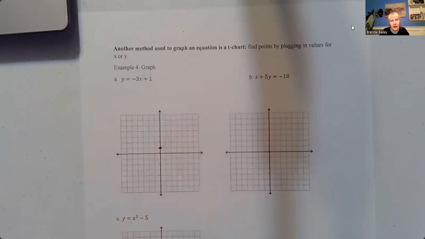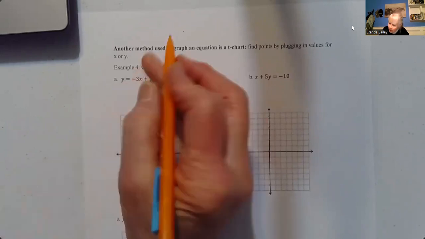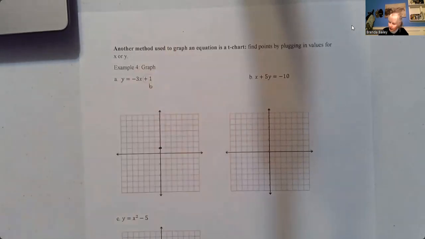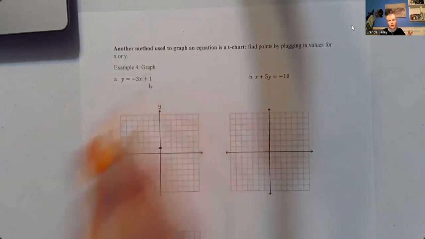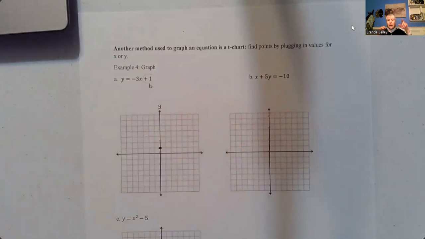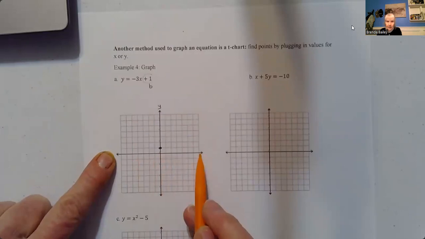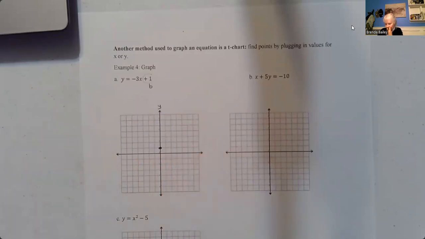And then the number in front of the x, and again, this should be a review, is the slope of the line. We use the letter B to represent where it hits the y-axis. Really, the only mistake that I see students making is that they'll put this on the x-axis. You don't want to put the 1 on the x-axis. Just make sure it's on the y-axis.